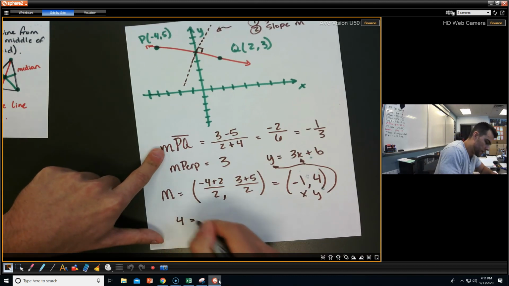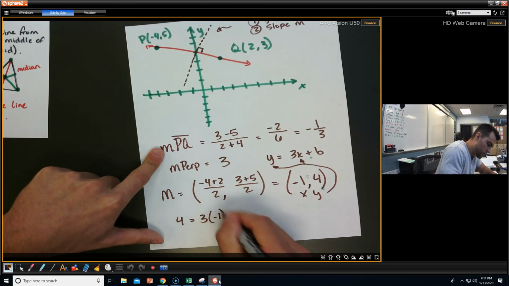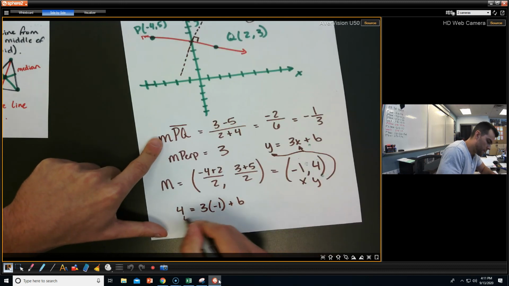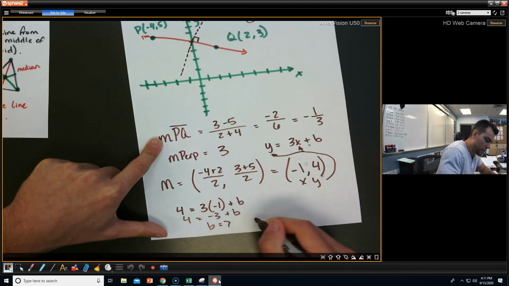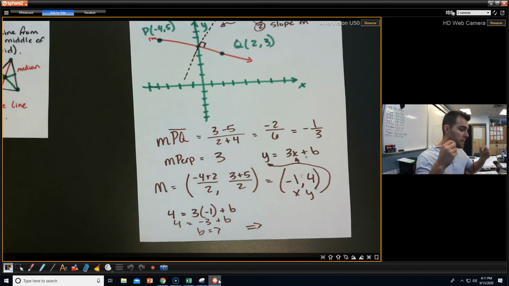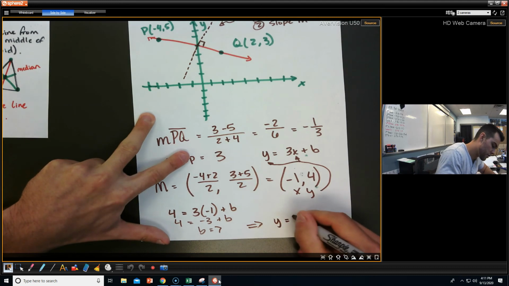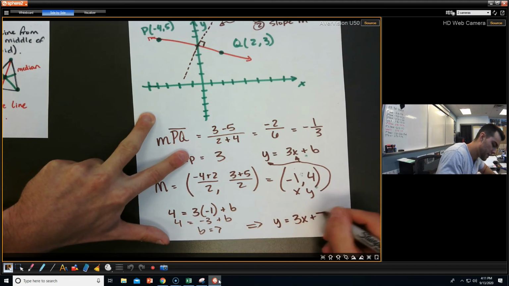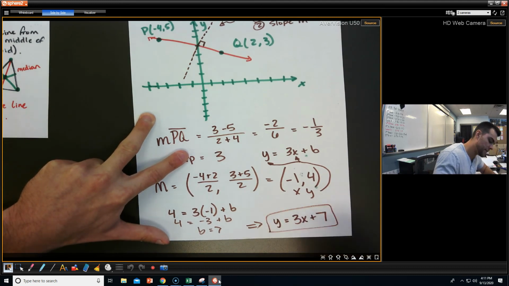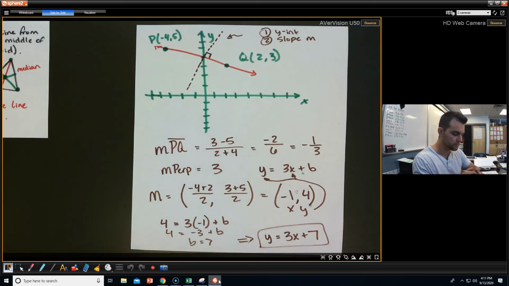So I get 4 equals 3 times negative 1 plus b. 4 equals negative 3 plus b, so b equals 7. So that means that the equation of my perpendicular bisector is y equals 3x plus 7. And there it is. Okay?